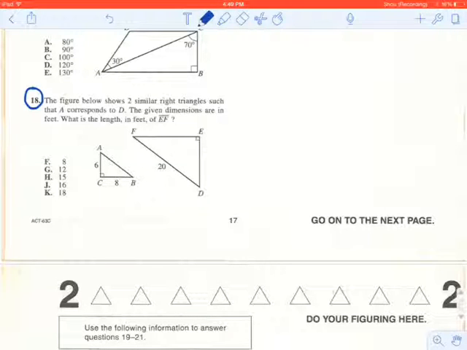So first thing you'll want to do whenever you have similar triangles is to draw them so that they look similar. Here they're all rotated, so it's hard to tell which sides match up to which sides on the other triangle.